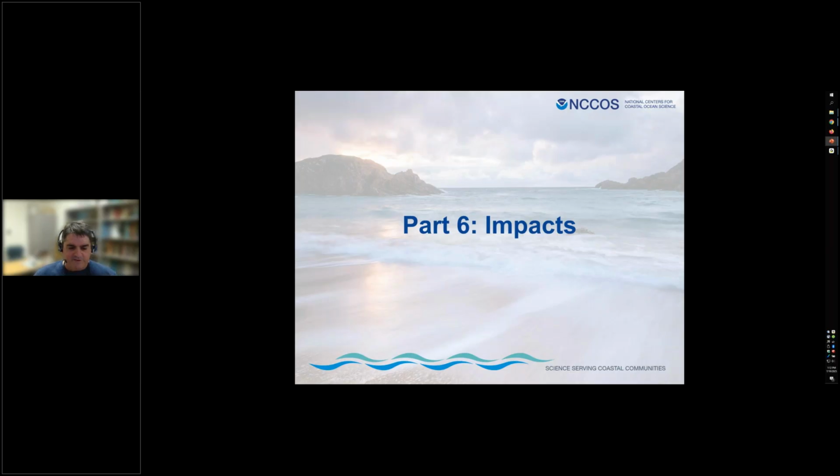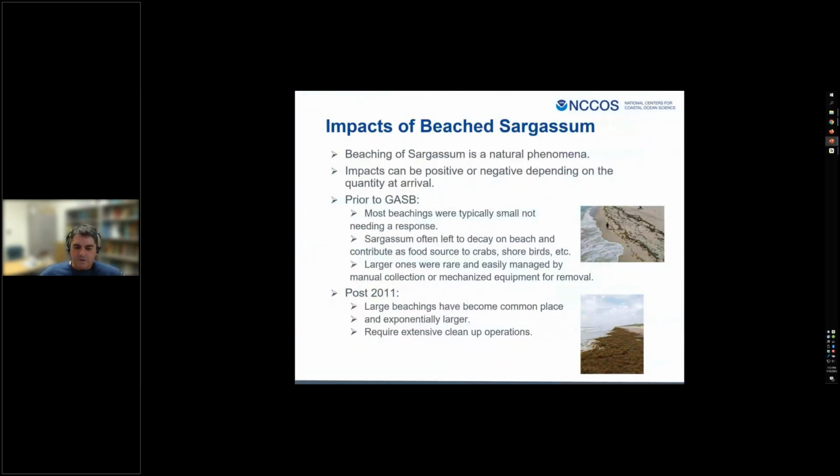So we have clearly explored earlier the key positive role that Sargasso plays ecologically. Let's now briefly look at its negative impacts. Beaching of sargassum is something that has been occurring since time immemorial. However, its impacts are positive or negative depending on the amount that arrives at any one time. Prior to the formation of the Sargasso Belt, inundation events were small, did not necessarily warrant a response, unless, of course, in front of a popular hotel, and mostly just contributed a food source for crabs and shorebirds.